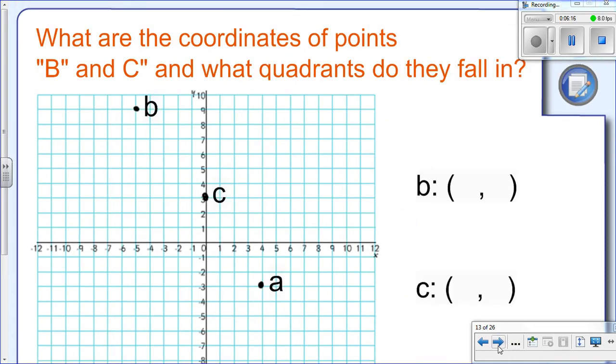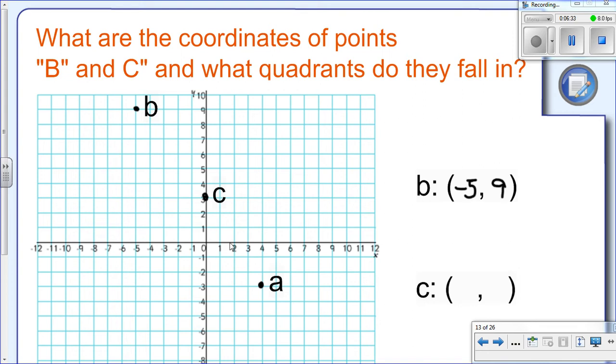Now what are the coordinates of B and C? Alright, so B is over here. So I'm going to go over negative 5, and then I'm going to go up 9. So my coordinates are negative 5, 9.